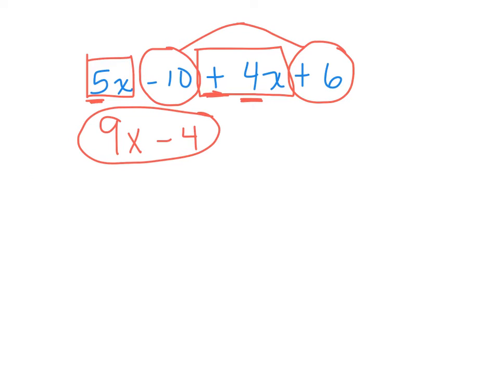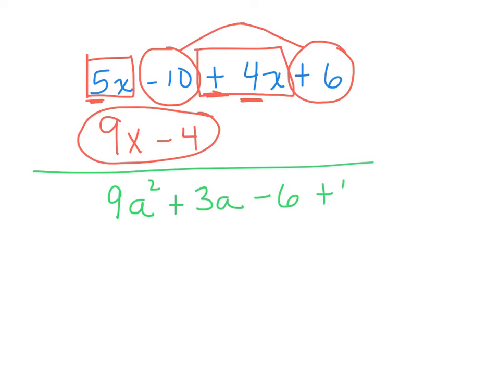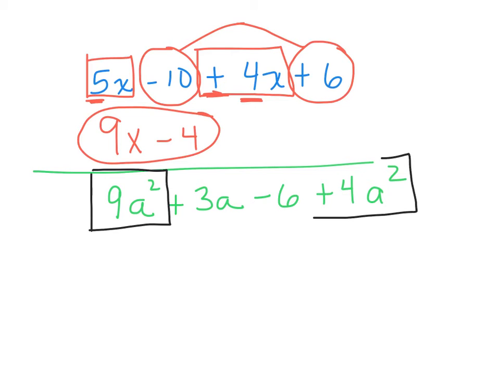All right, let's try another one. So let's say this time we have 9a squared plus 3a minus 6 plus 4a squared. Again, just start at the left, and we're just going to look for the like terms. So I have an a squared term. As I travel through, 3a doesn't have an a squared, 6 does not have an a squared. Aha, my last one does, and I need to include that plus. Okay, 9a squared plus 4a squared. Well, 9 plus 4 is 13. And just attach the variable with the exponent exactly as it is.